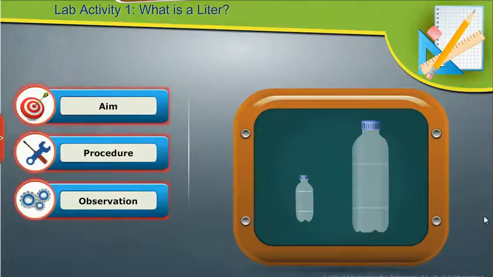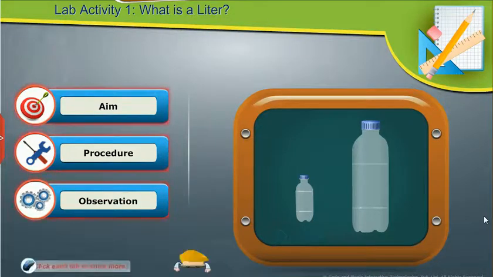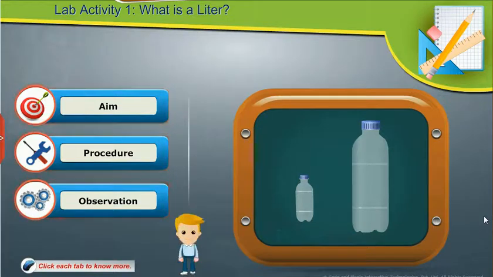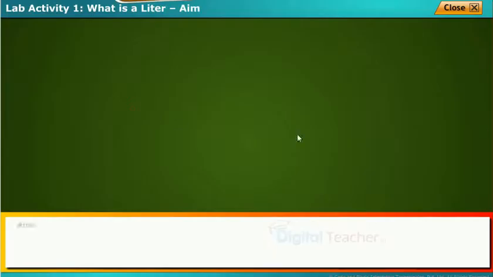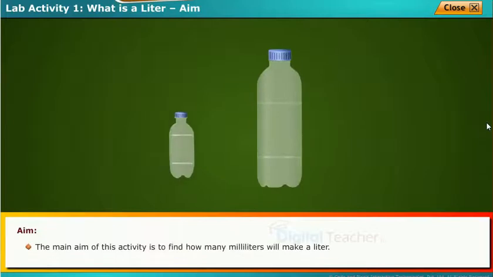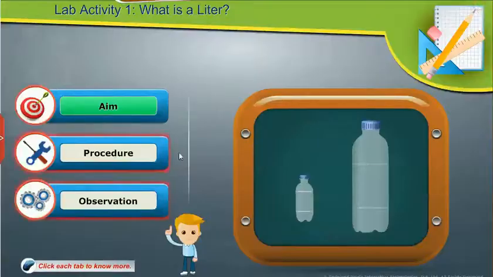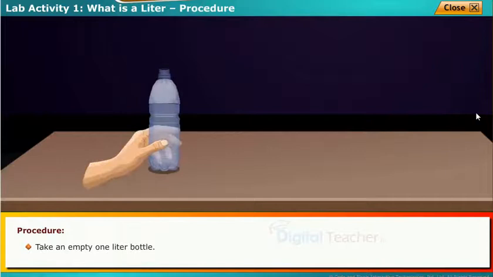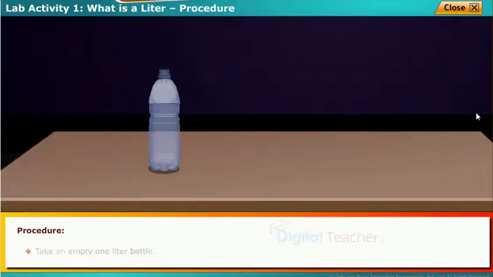Let us see what a liter is by doing a lab activity. Click each tab to know more. The main aim of this activity is to find how many milliliters will make a liter. Take an empty 1 liter bottle.